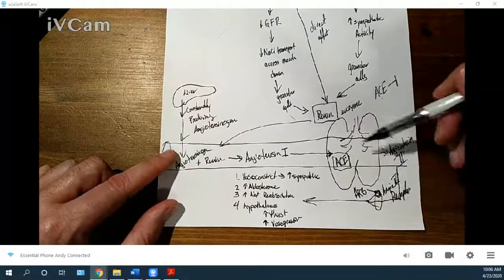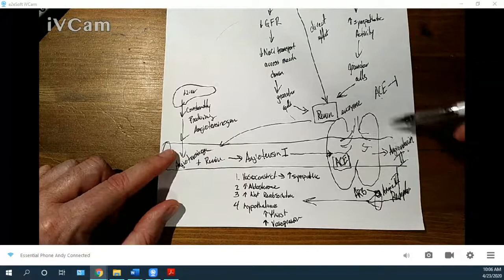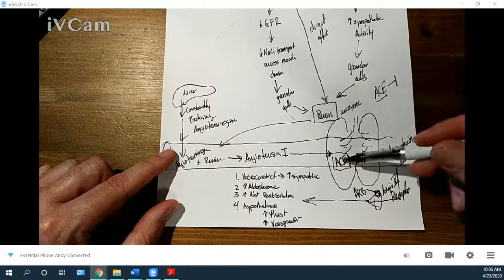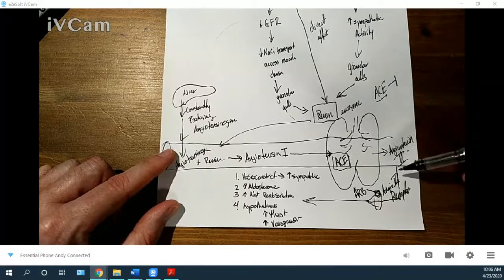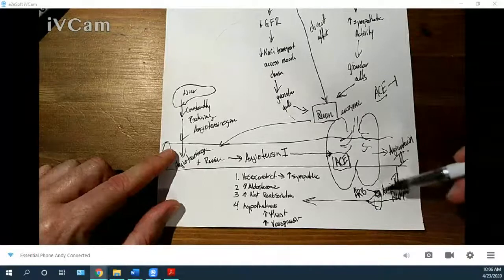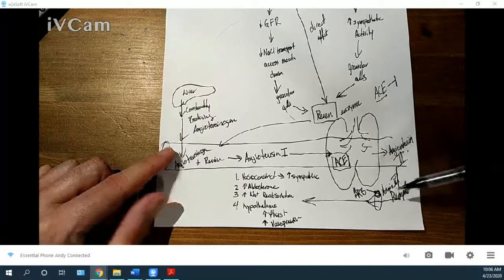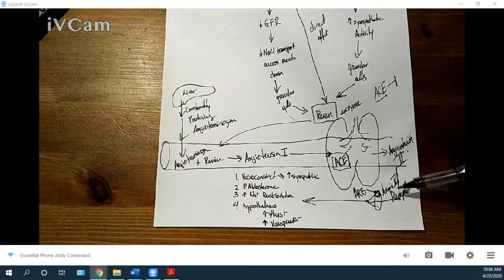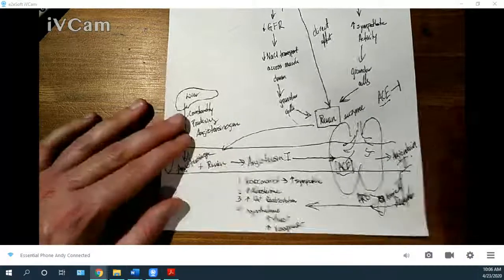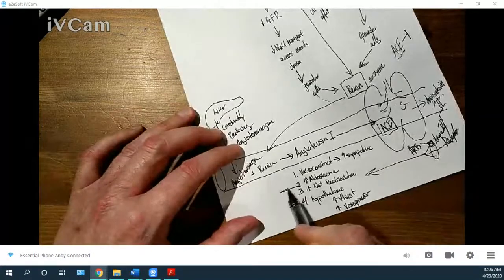So two different drugs to manage blood pressure. The ACE inhibitor works in the lungs. The ARB works at the angiotensin 2 receptor site and ends up inhibiting angiotensin 2 from actually binding with the receptor. That's all well and good, but we need to look at a little bit more.